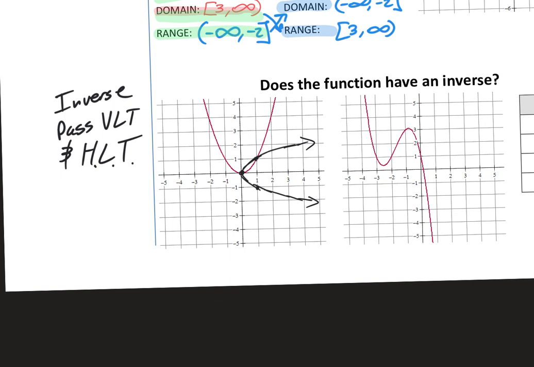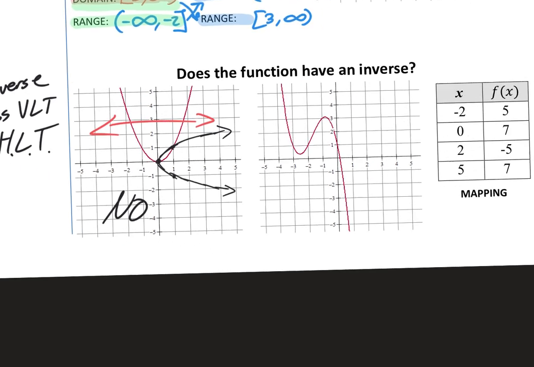So you can just look at the original and say right here, does that pass the horizontal line test, or does it intersect it at only one spot? No, it intersects it twice on a horizontal line. Therefore, no, this does not have an inverse, okay? And it has to pass both, because it has to be a function to pass the vertical line test, and then to see if it has an inverse, it has to pass the horizontal line test.